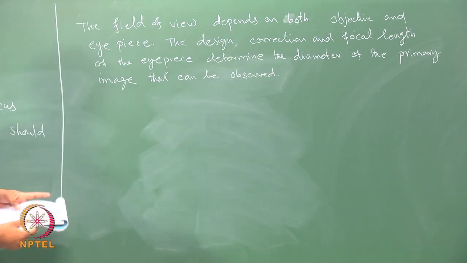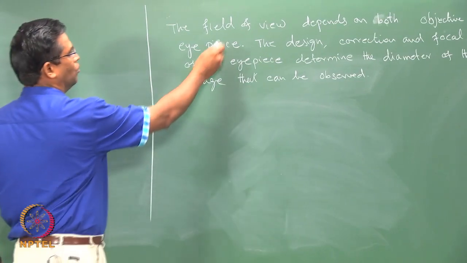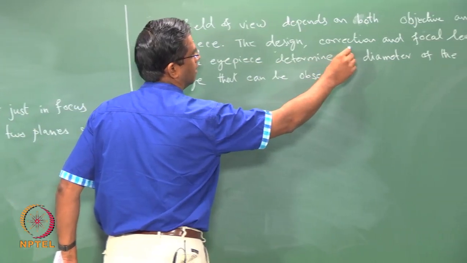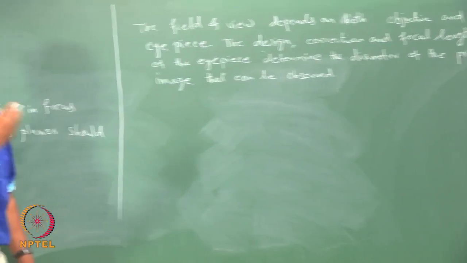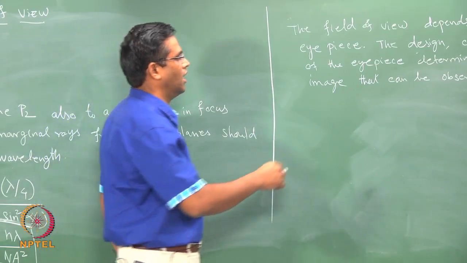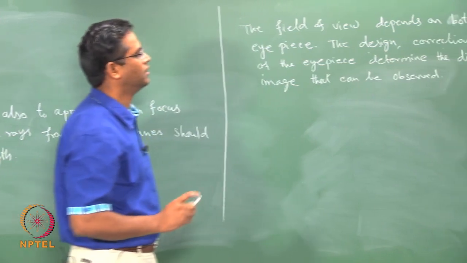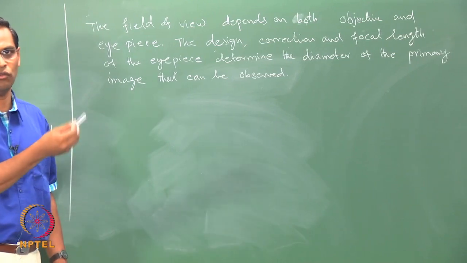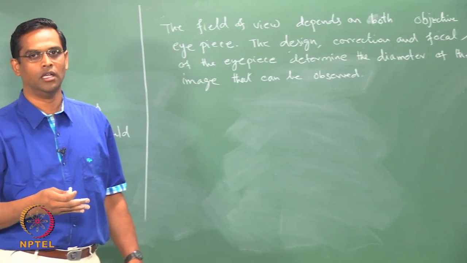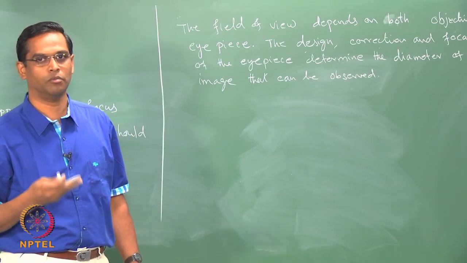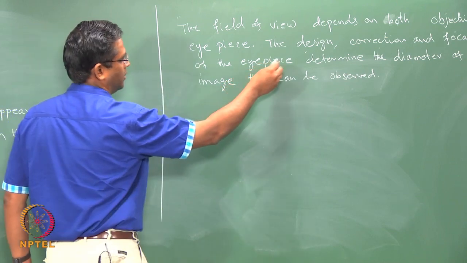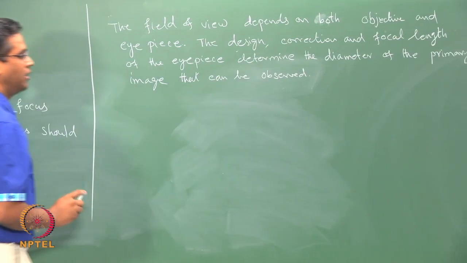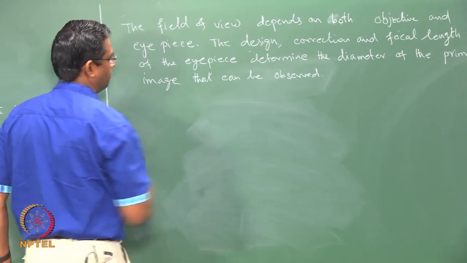So let us look at this sentence again. The field of view depends upon both objective and eyepiece. The design, correction. What is correction? We will talk about lens defects just after this, and then we have to correct those defects. Then you have to choose a focal length, and it depends upon these: design, correction, and focal length. Various eyepieces are possible; similarly, various objective lenses are also possible. So that time you will appreciate this term. So these three, design, correction, and focal length of the eyepiece, determine the diameter of the primary image that can be observed.